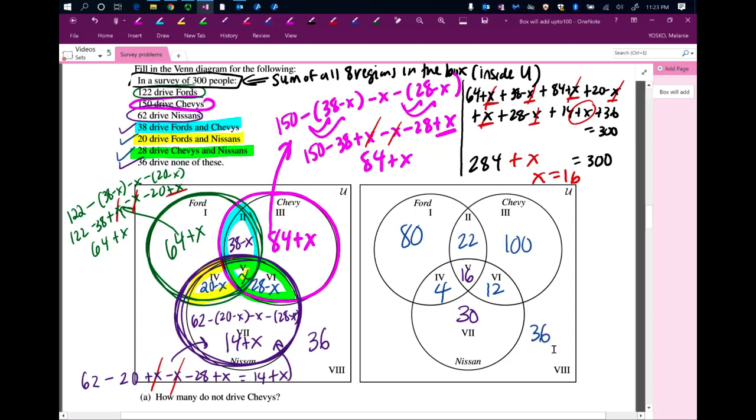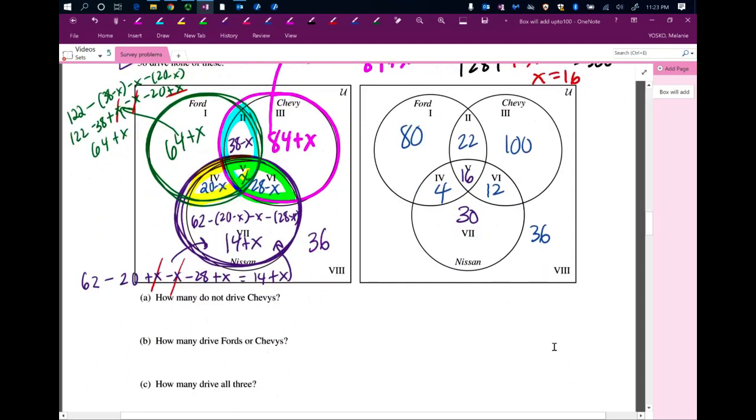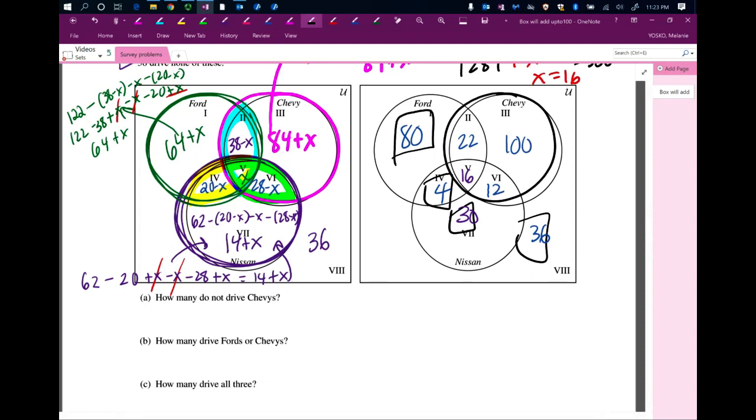Okay, so now let's answer some questions now that we've filled in our Venn diagram. How many people do not drive Chevys? So here's the Chevy circle. We're looking at the people who are not in the Chevy circle. Okay, so 80 plus 4 plus 30 plus 36. So it looks like that is 150. So 150 people do not drive Chevys. Does that make sense?